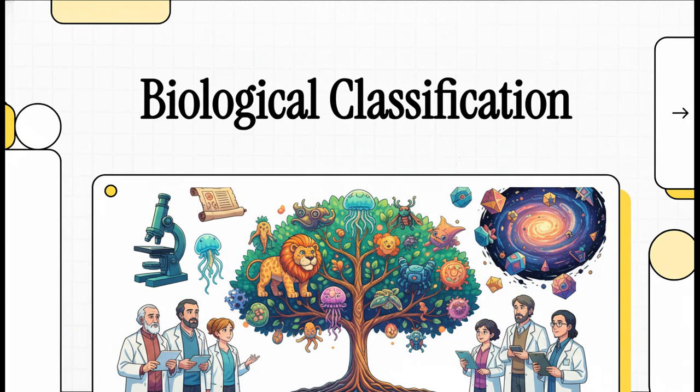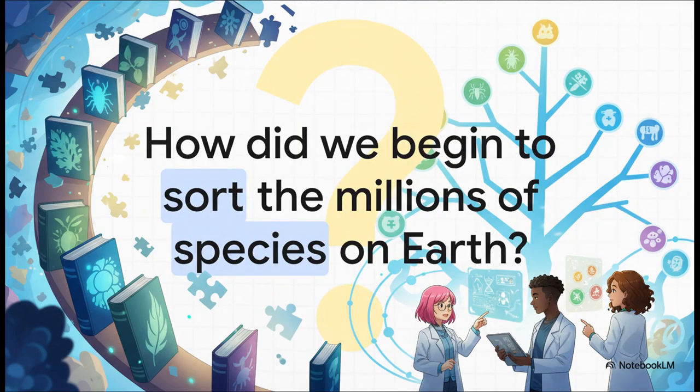Imagine trying to organize a library with millions of books, but with absolutely no system. No card catalog, no genres, nothing. That's pretty much the challenge scientists were up against trying to classify all the different kinds of life on Earth. So today, we're going to dive into that quest, the mission to bring some order to all that beautiful biological chaos.